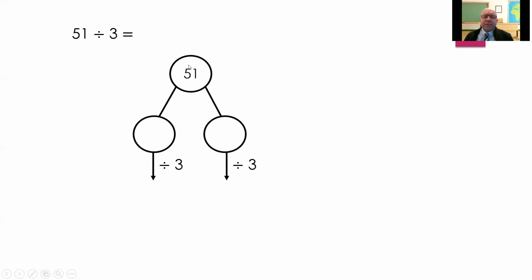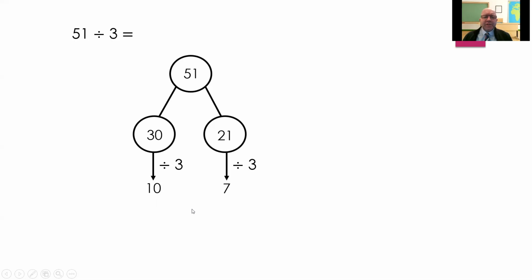What other 2 numbers add together to make 51, but are in the 3 times table, and are much nicer for us to work with? Well, what about 30 and 21? 30 and 21 add up to 51. So altogether, we've still got 51. But these 2 numbers you'll recognize from your 3 times table, so they're going to be much easier to calculate with. 30 divided by 3 is 10, because 10 times 3 is 30. We're doing our times tables in reverse. And 21 divided by 3 is 7.